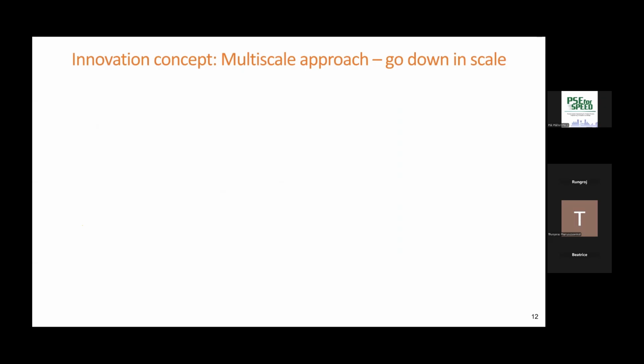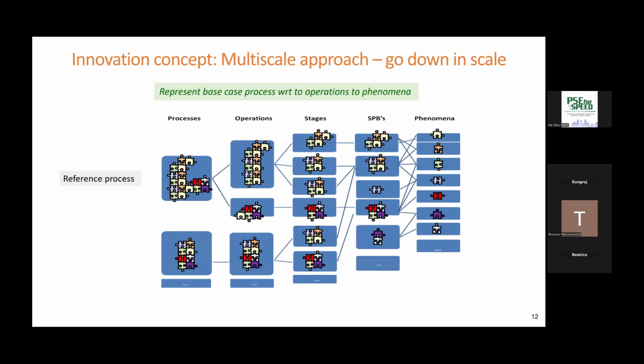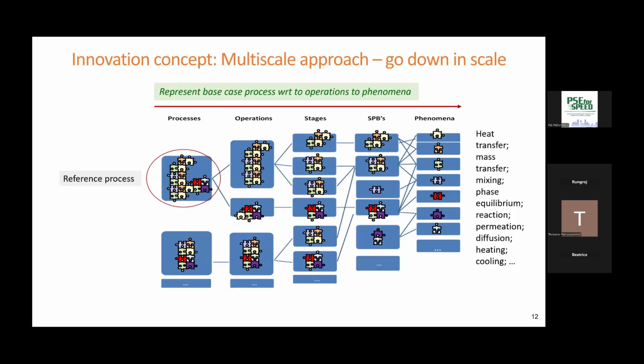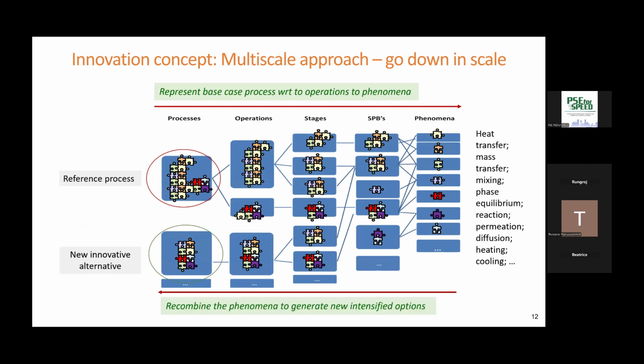It's a multi-scale approach. And the idea is that we start with our reference process, and we break down the reference process going to smaller and smaller until we cannot break down anymore. And this is the phenomena at the right. Once we have this phenomena, then we combine the phenomena to form tasks, the tasks to form operations, the operations to form modules, and the modules to give us a flow sheet.